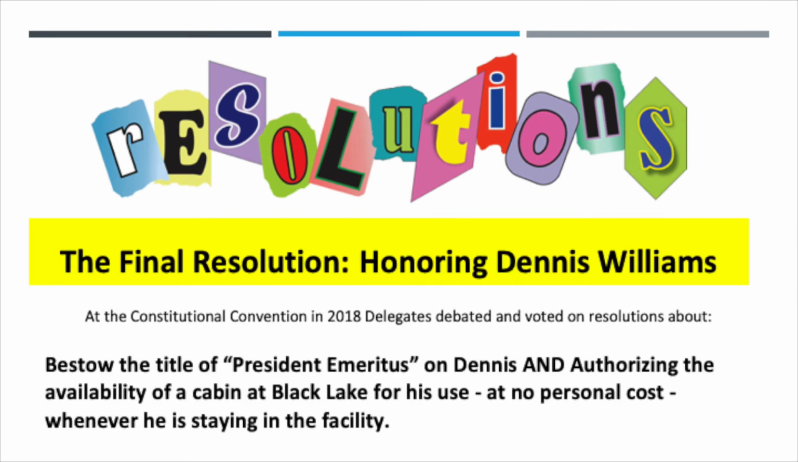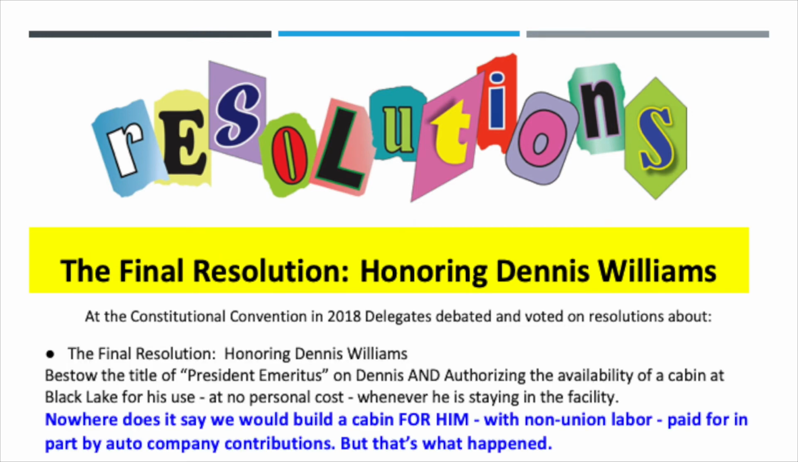And then the final resolution in the resolution book was a resolution honoring Dennis Williams. At that convention, we bestowed the title of President Emeritus on Dennis and authorized the availability of a cabin at Blackleg for his use at no personal cost whenever he is staying at the facility. The resolution did not say that we would build a cabin for him with non-union labor paid for in part by auto company contributions. But that's what happened. And that's what happens when you elect leaders who are not committed to doing what's right for the membership and are more concerned about doing what's right for themselves.